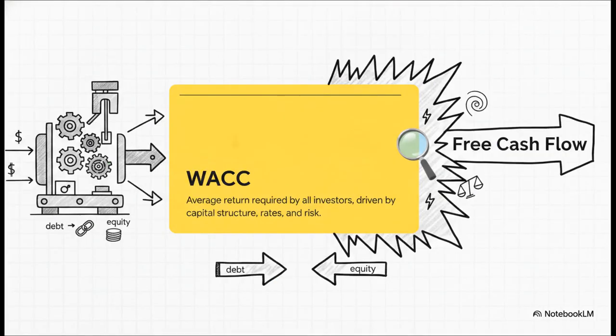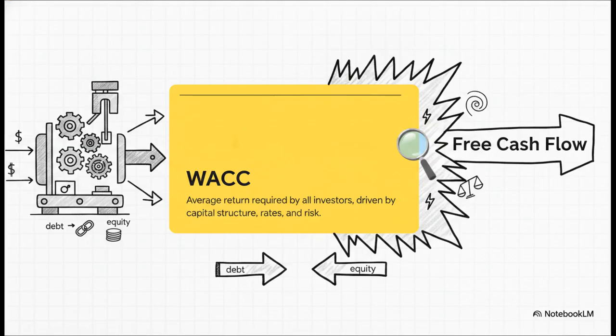But producing that free cash isn't exactly frictionless. Enter the WACC, the weighted average cost of capital. This is the average rate of return that all of a company's investors, meaning both the debt holders and the equity holders, demand to get paid. You can think of the WACC as the internal friction or the hurdle rate of our entire machine. It's driven by broader interest rates, how risky the firm's operations are, and the mix of debt versus equity the company uses.